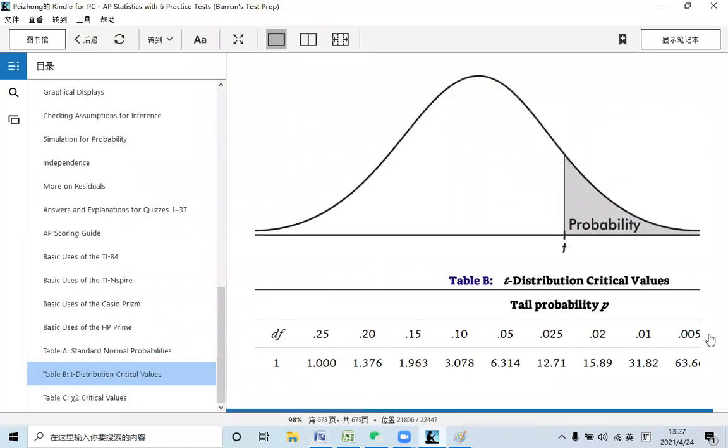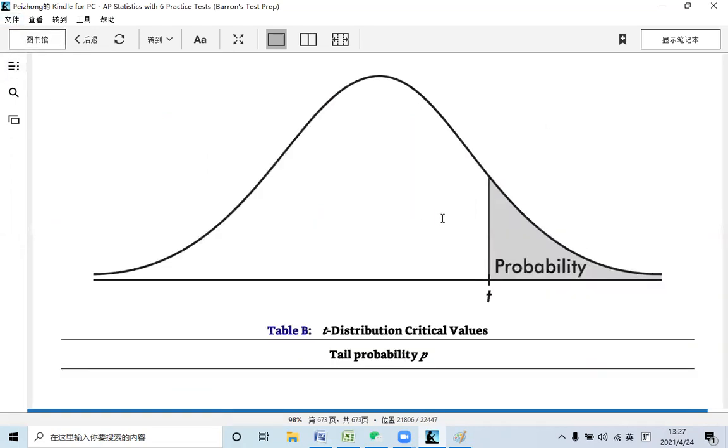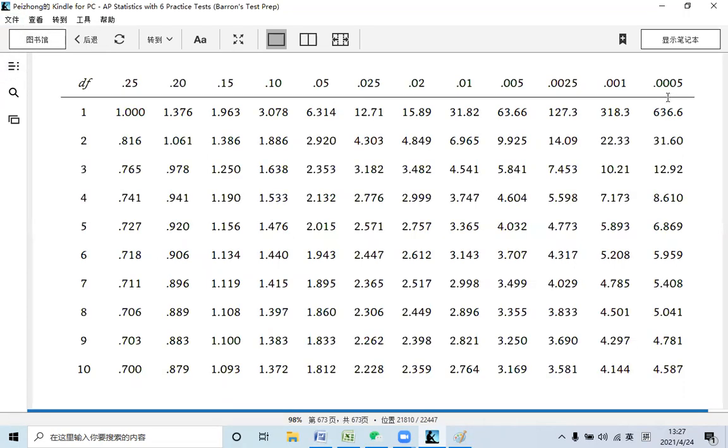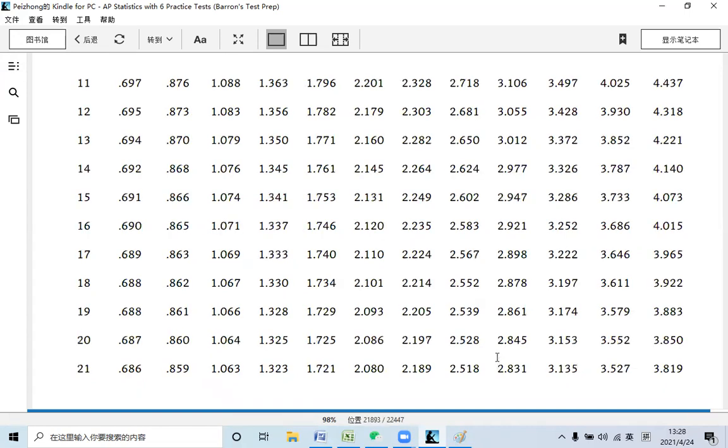It's really good that we do have that on the t-hat. And we want the cutoff. We do have that. Is the last 0.005 here. And the degrees of freedom, what is the degrees of freedom? 18. Here, 2.878.